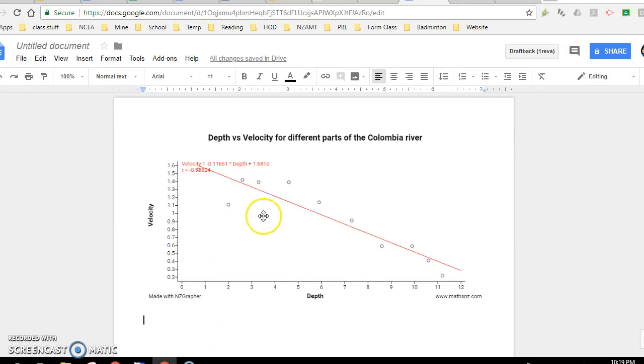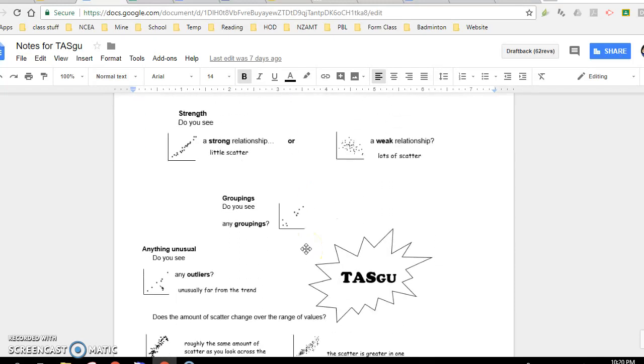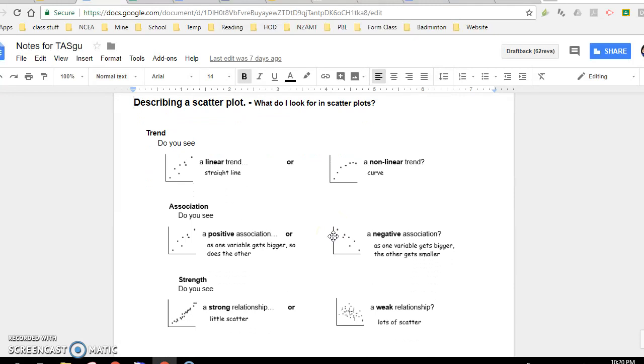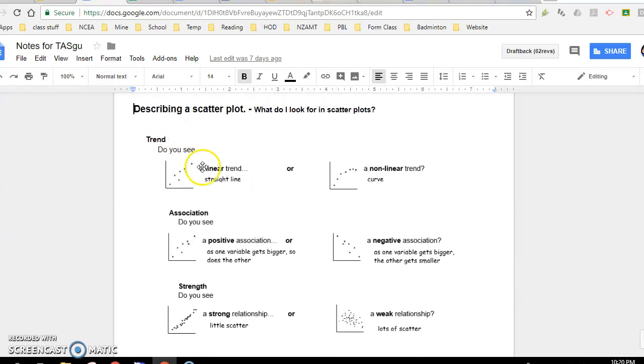This graph, we're going to use TASGU. Now I've given you some notes. Not there, here. I put TASGU down here. This is how to describe your scatter plot or scatter graph. You've got to be doing TAS. The T is trend line. Is it linear or non-linear? Is it a straight line or does it have some sort of curve?